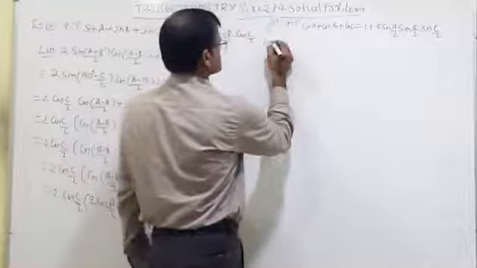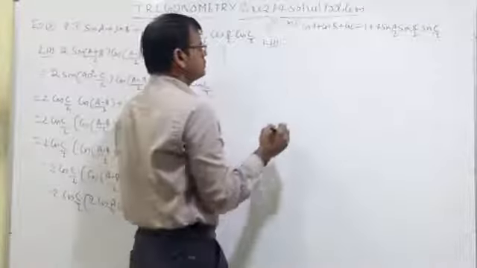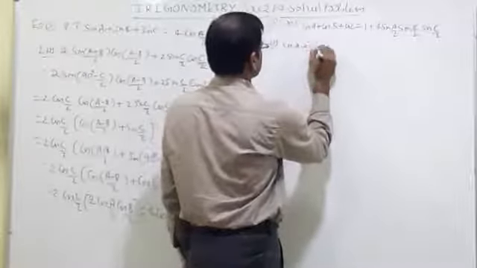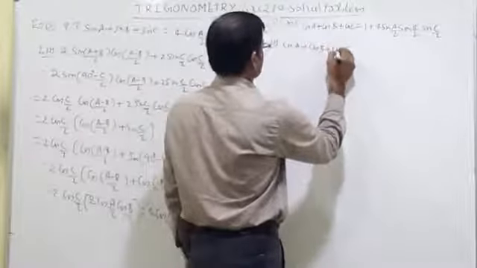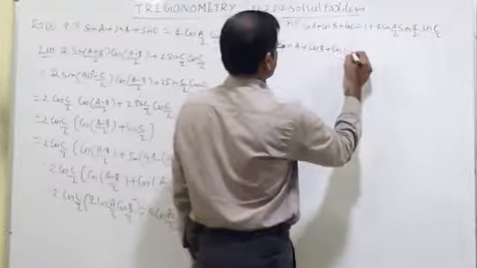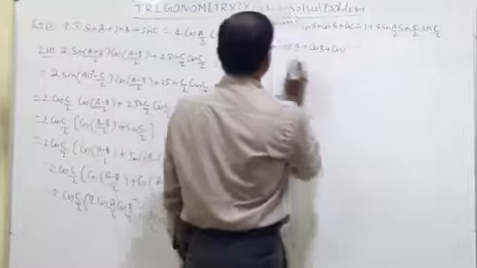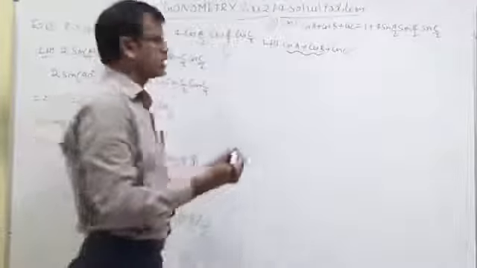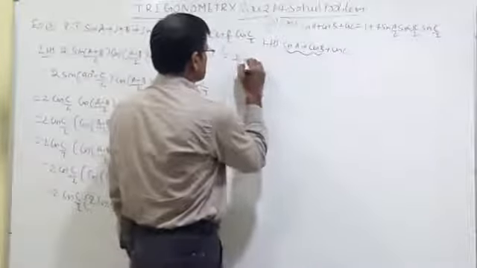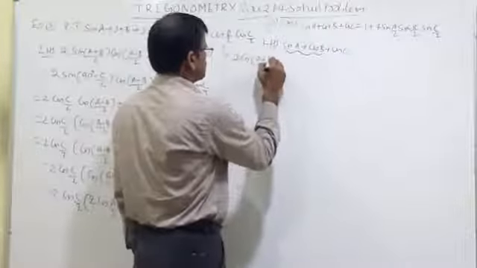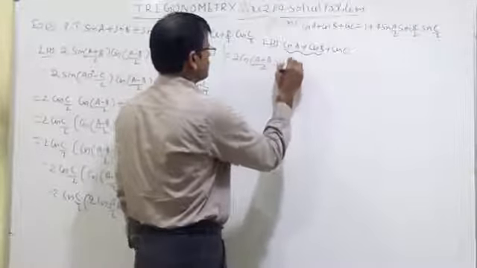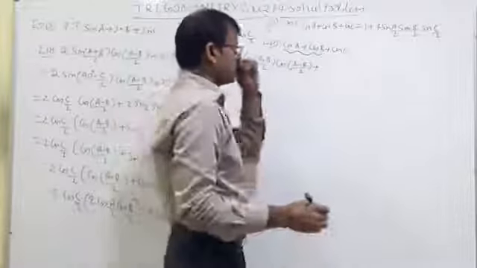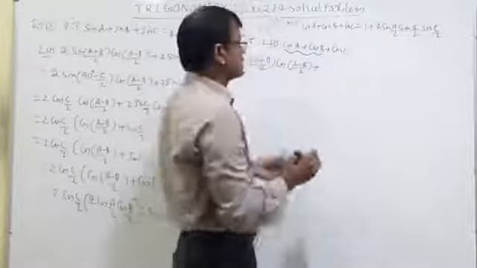Now take LHS. Cos A plus cos B plus cos C. That is equal to, in the next step, we can write using these two terms the 2 cos (C plus D) by 2 cos (C minus D) by 2 concept. Cos A plus cos B is 2 cos of (A plus B) by 2 into cos of (A minus B) by 2, plus cos C.